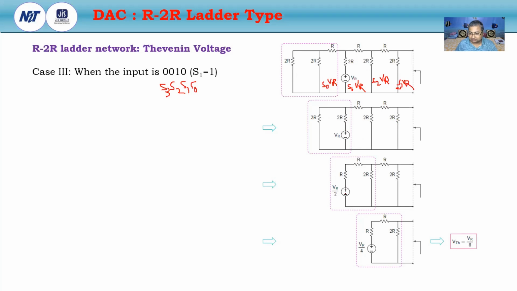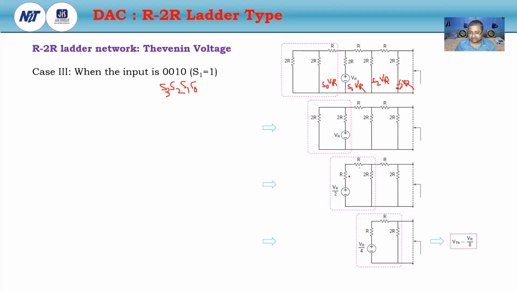So this is the Thevenin voltage. This is the Thevenin resistance connected in series with R. This is R, this is 2R, this is 2R, this is R, this is 2R. So then we will write like this. What will be the value of this?